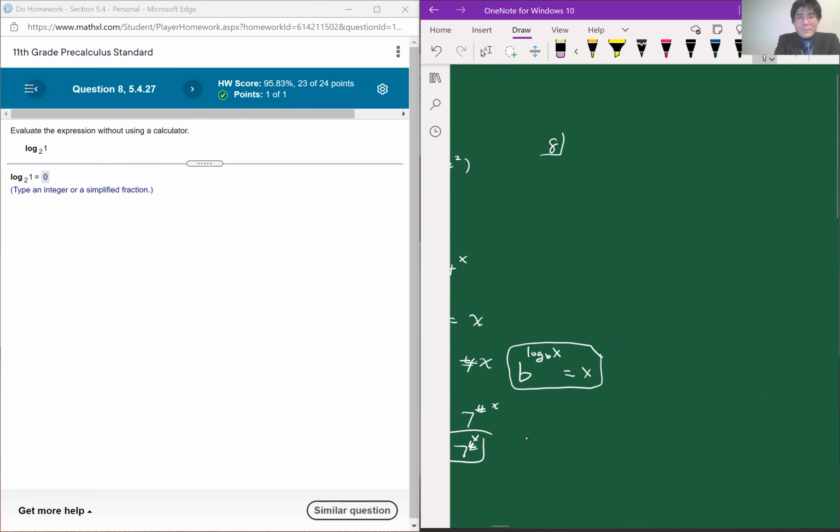Number 8. Evaluate the expression. So I need to find the exact value for this one. Log base 2 of 1. This means 2 to the what power gives us 1? And the answer is 2 to the power of 0 is equal to 1. So this is equal to 0.